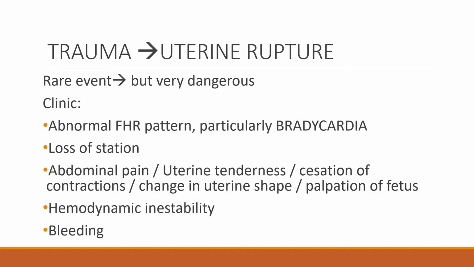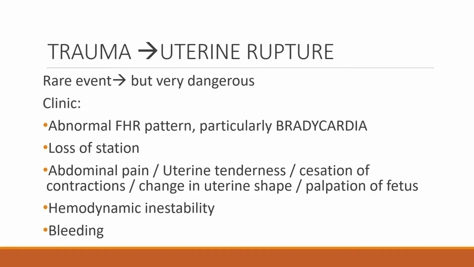Then we will see a loss of station. The baby will go up, and of course, because it's a rupture of the uterus, we will have abdominal pain, uterine tenderness. The contraction of the uterus will stop because it is broken. We will be able to see the change in uterine shape, and if the uterine rupture is huge, we also can palpate the parts of the fetus.